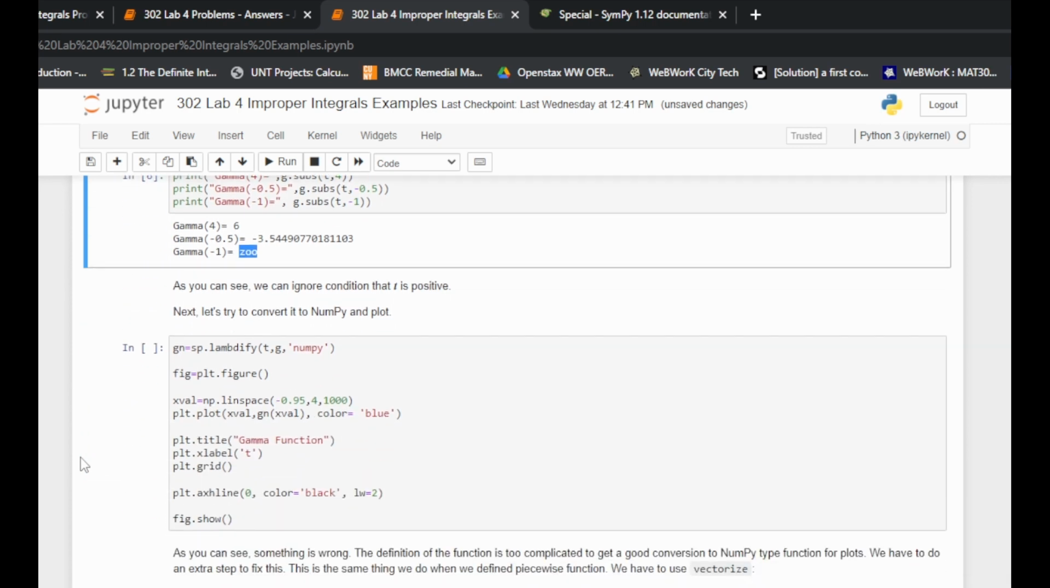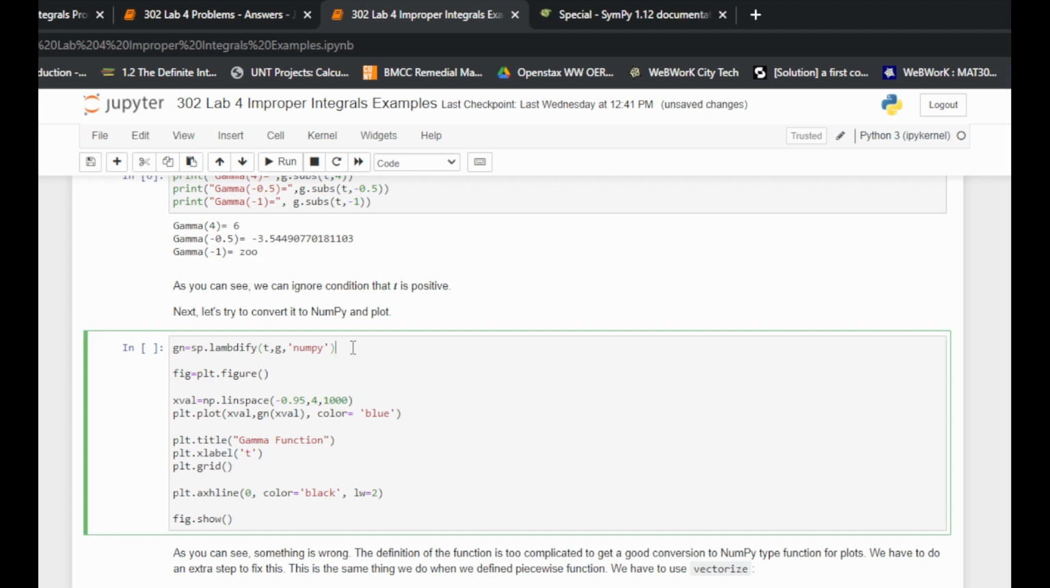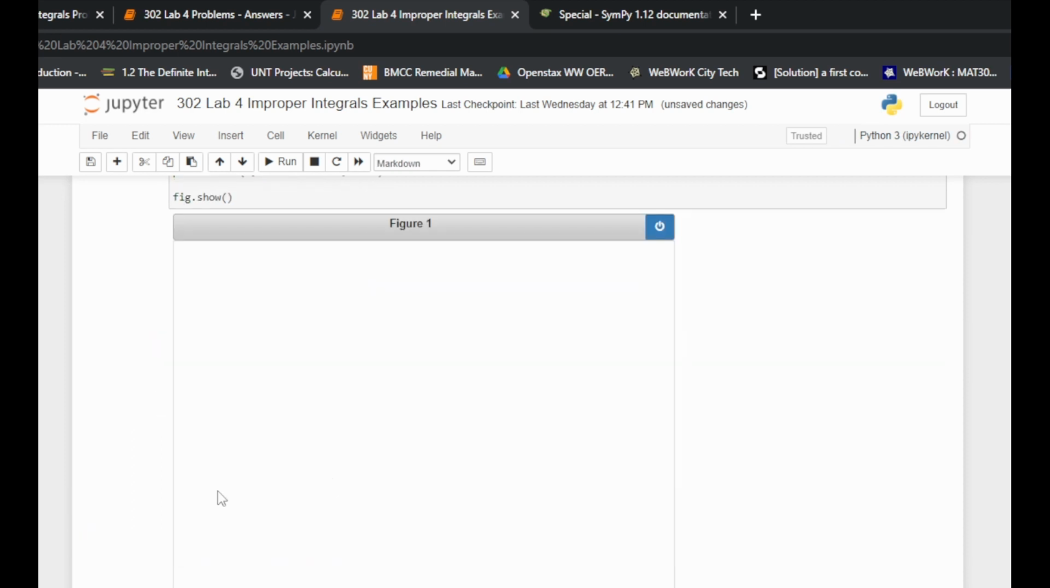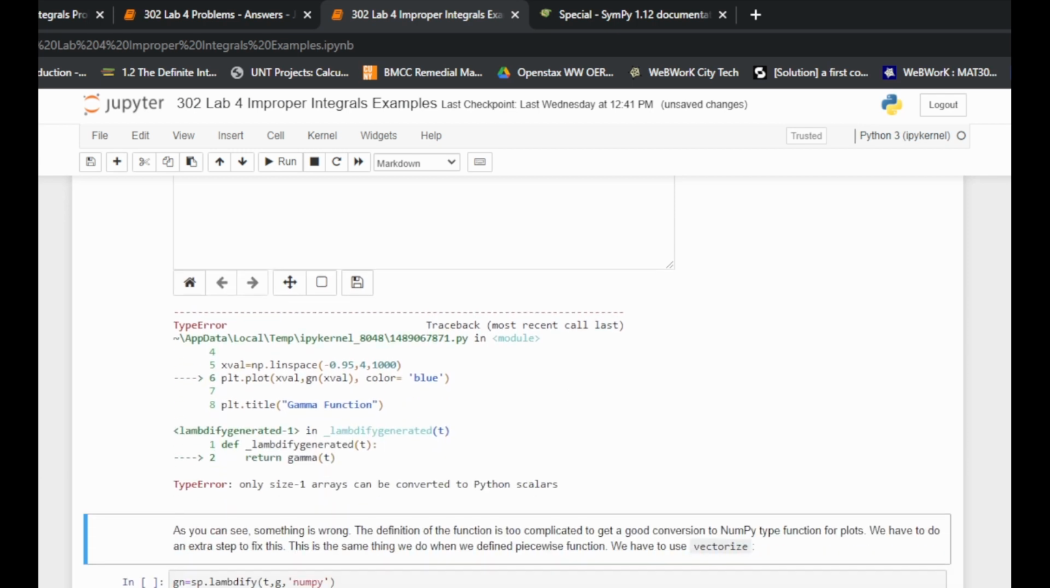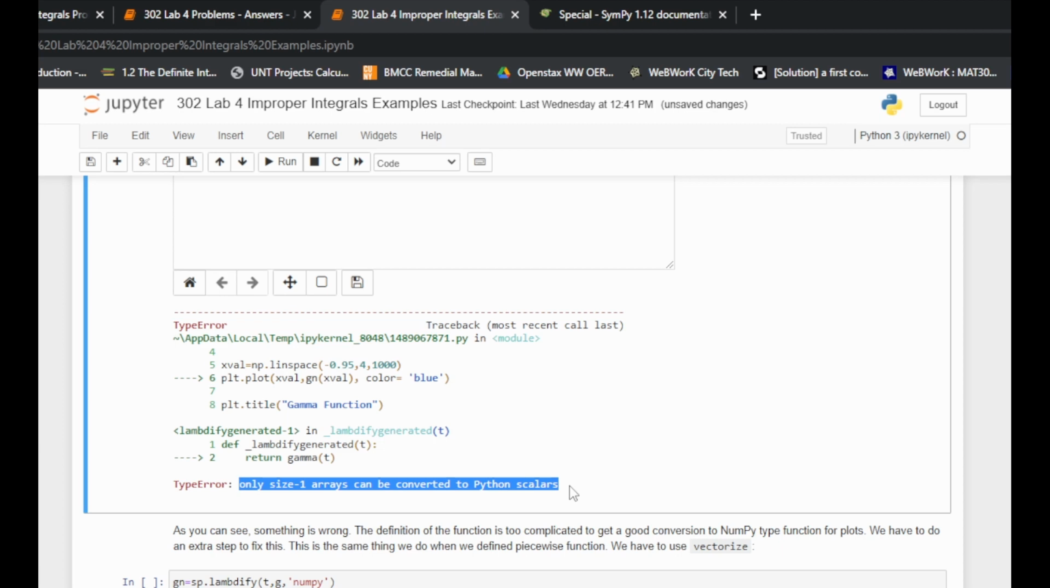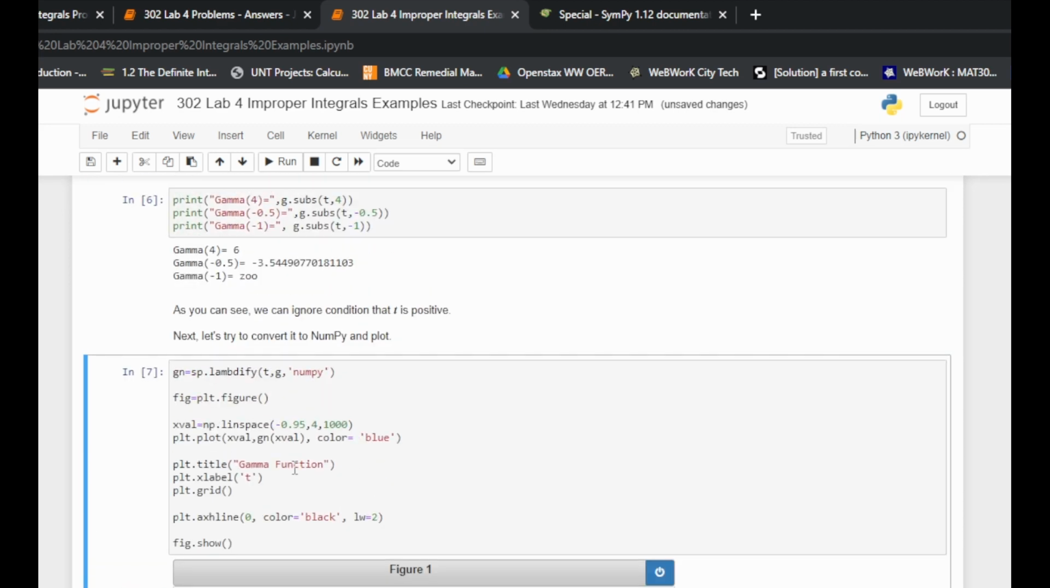Okay, so next let's plot. I will start in our normal way. I will lambdify my gamma function, and then I will try to plot it. But as you can see, I have no plot. In fact, I get an error, and the error is something about converting to Python scalars. It, in essence, cannot convert. The error happens at lambdify. So this command failed. It couldn't convert into NumPy.